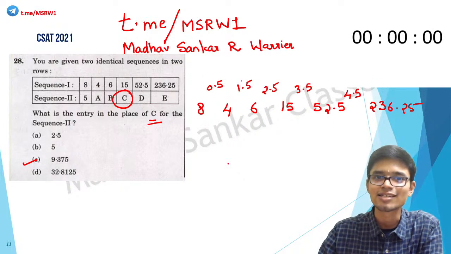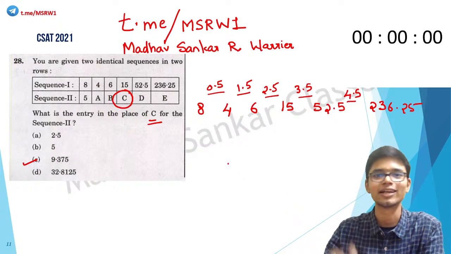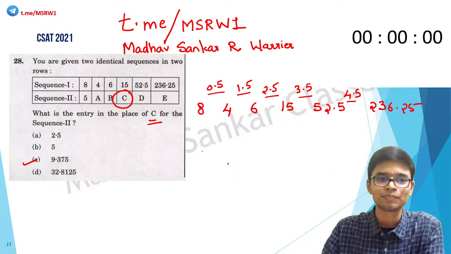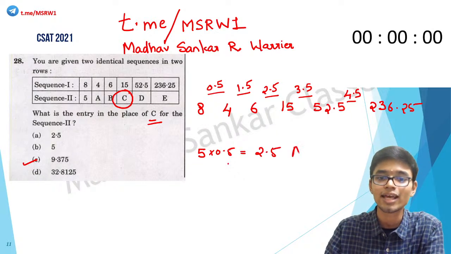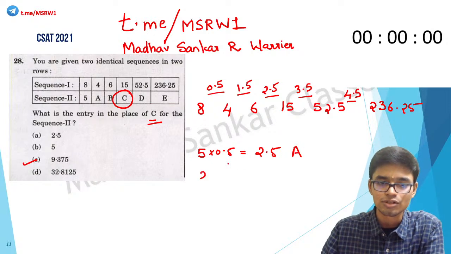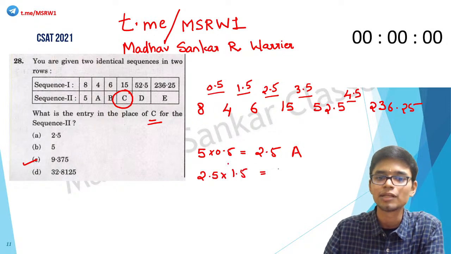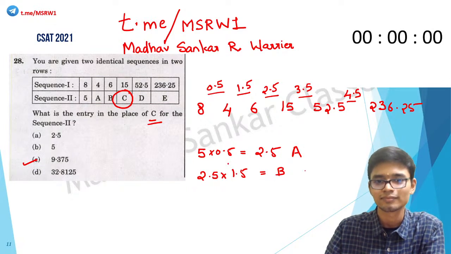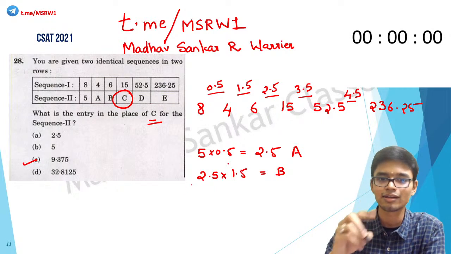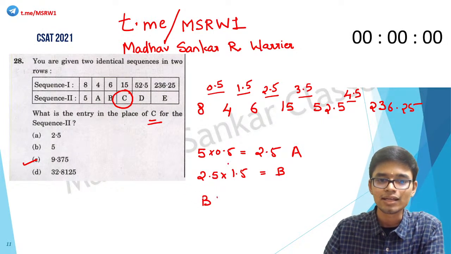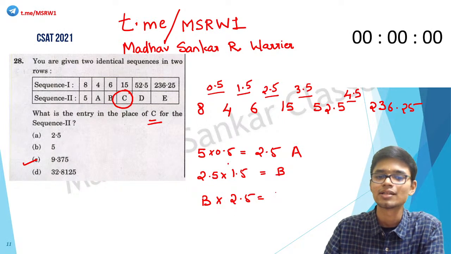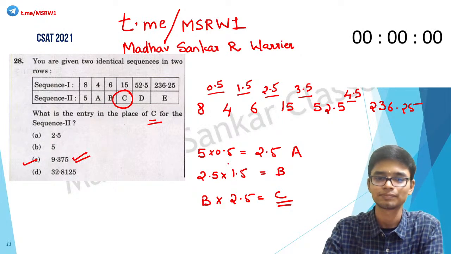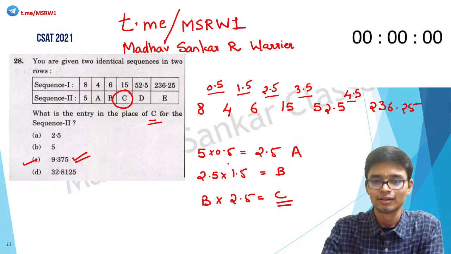Clear? So now you can see the sequence, right? Into 0.5, 1.5, 2.5, 3.5, and it goes on like that. Apply the same logic in the second sequence. 5 into 0.5 will be what? 2.5, and that is A. Correct? Now, 2.5 into 1.5, and that will be B, which is not the question that is asked. It is C. We have to find the answer for C. Similarly, B into 2.5 will be C. And when you do it, the answer is 9.375. Clear?